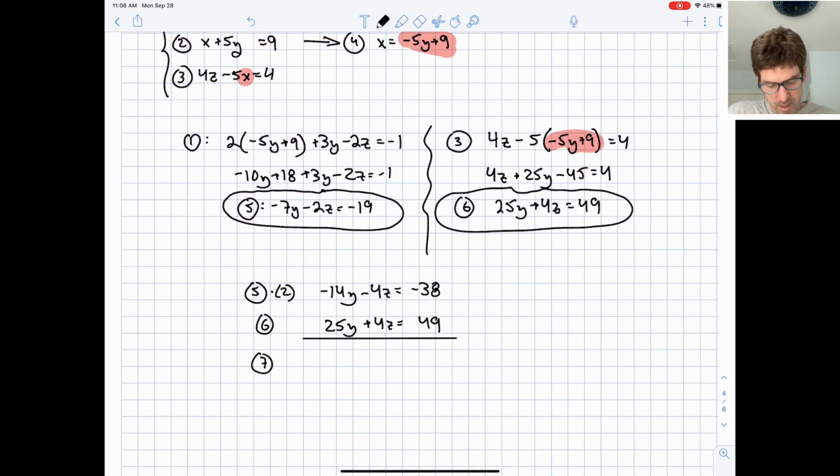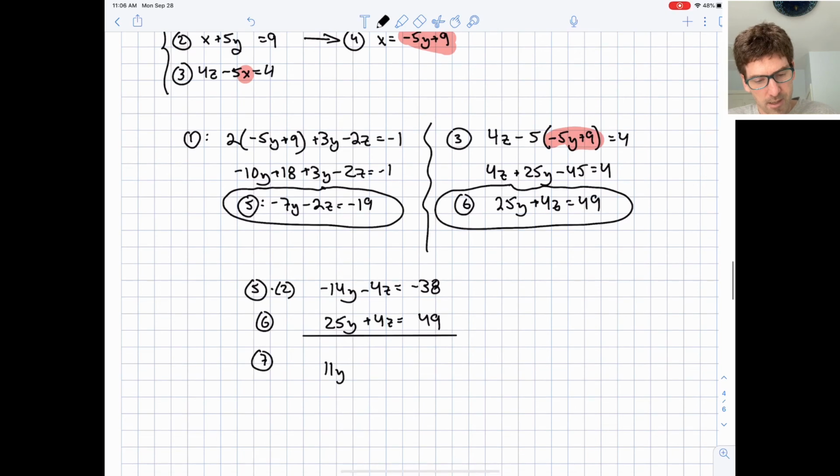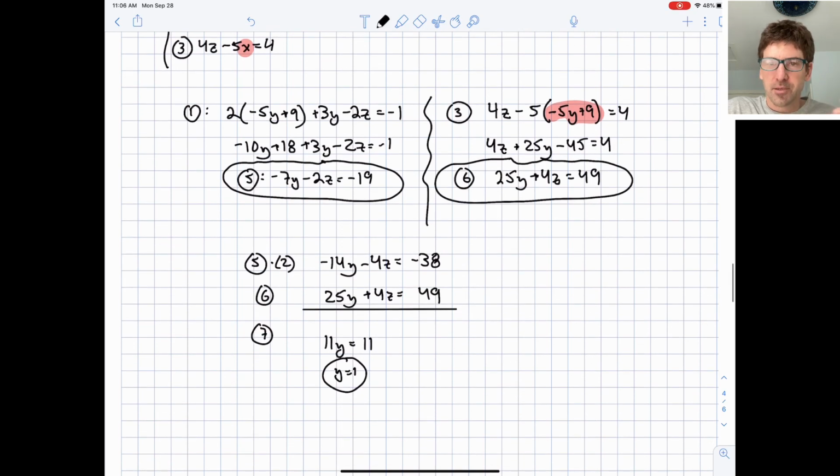We get 25 minus 14, 11y, and 49 minus 38, so 11y equals 11, so y is 1. Phew, that took us a while, and we're not done yet, but now we know at least that y is equal to 1, so that's good news. We can then start plugging y equals 1 into any other equation we like. I like equation 6, it's a pretty simple equation.